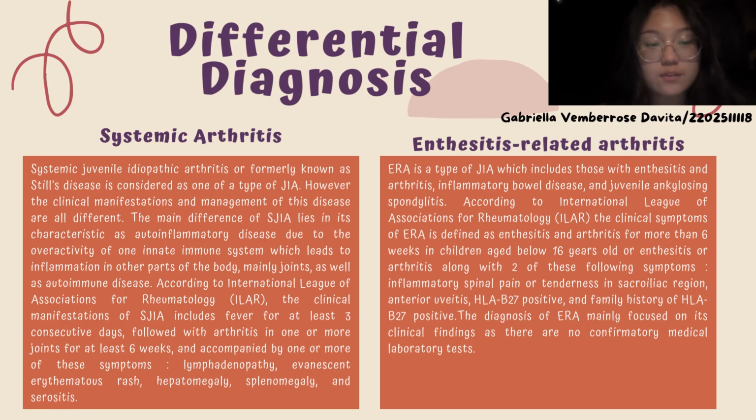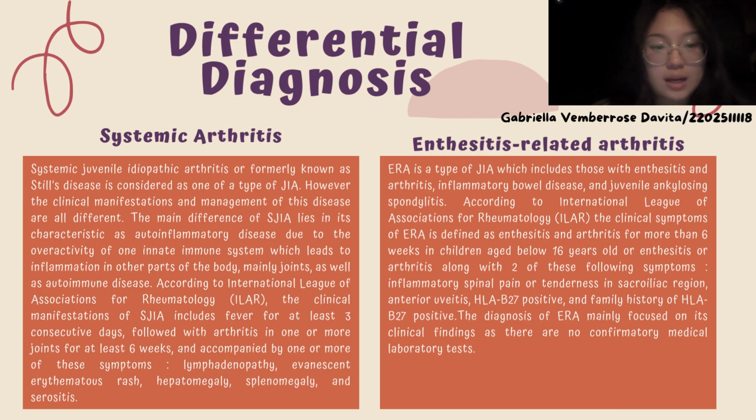According to the International League of Associations for Rheumatology, the clinical manifestations include fever for at least 3 consecutive days, followed with arthritis in one or more joints for at least 6 months and accompanied by one or more of the symptoms such as lymphadenopathy, splenomegaly, hepatomegaly, and serositis.